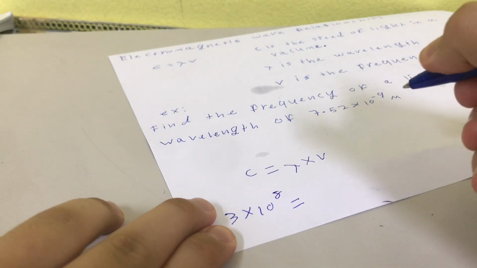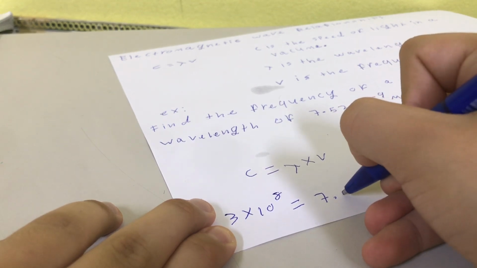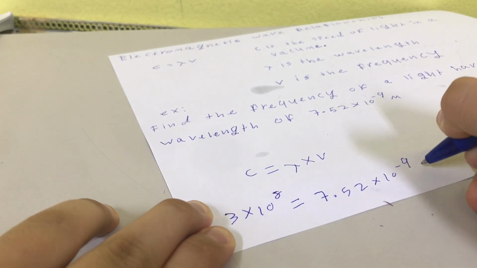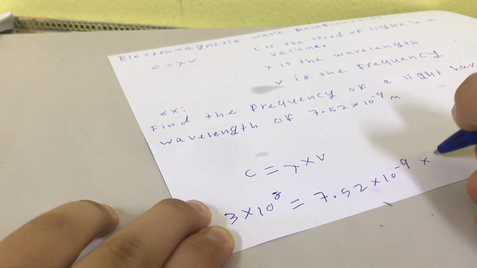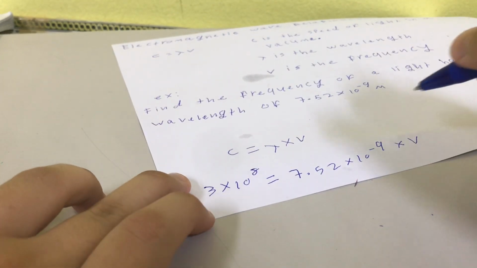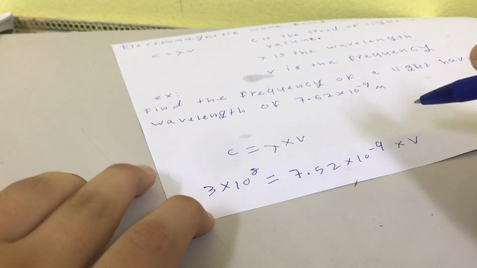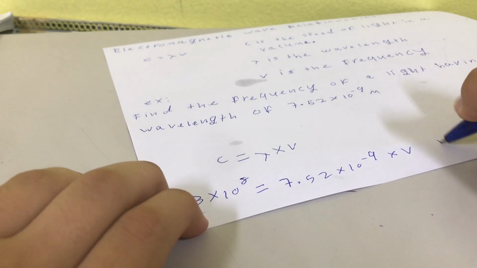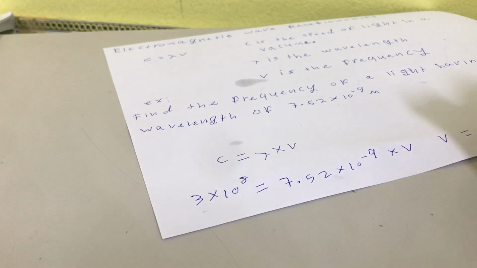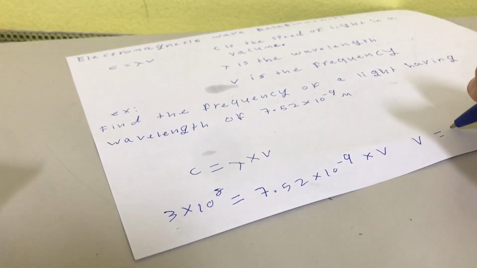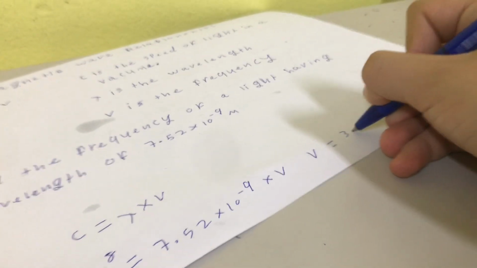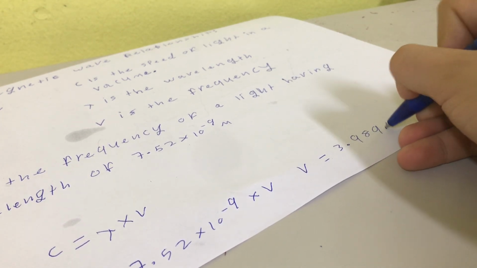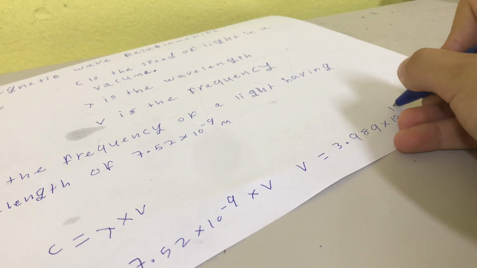So 3 times 10 to the 8 equals lambda, the wavelength, which is 7.52 times 10 raised to the negative 9th meters, times V. So we divide both sides by 7.52 times 10 to the power minus 9, and here we divide it, so we get V equals about 3.989 times 10 to the power 16 hertz.